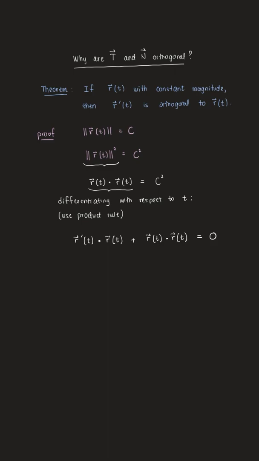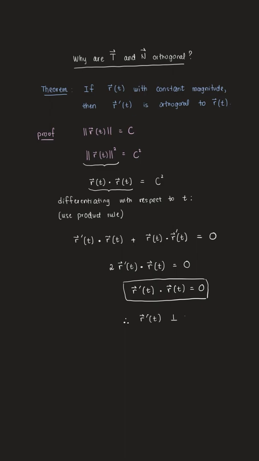Okay, so now we have two of the same thing because the dot product is commutative. So I can write this as 2 times R prime of t dotted with R of t. 2 of the same dot product, and this is 0. If I divide both sides by 2, this tells me that R prime of t dotted with R of t equals 0, which means that we have done our proof. It means that these two vectors are orthogonal. So therefore, R prime of t will be perpendicular to R of t.